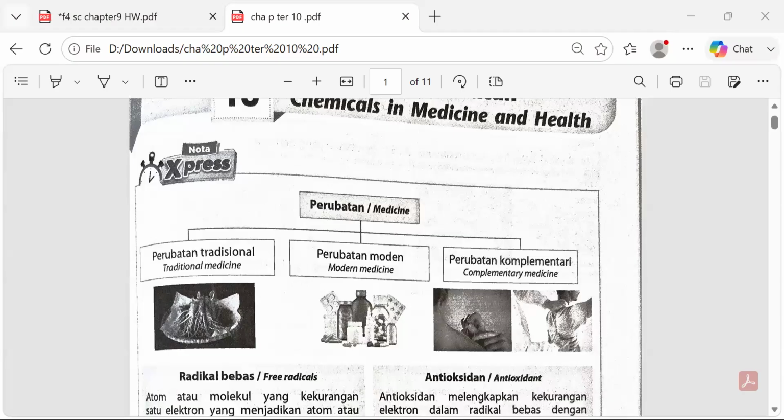Antibiotic is only to kill bacteria. So if you have COVID, can you take antibiotics? Will it help? No. Because COVID is caused by virus. Okay? COVID is caused by virus, you cannot. So only antibiotics can kill bacteria.